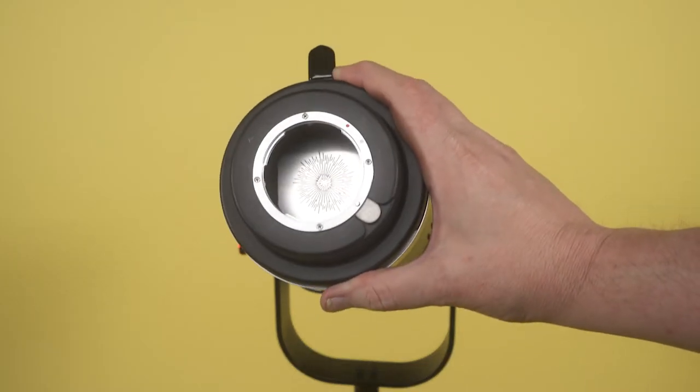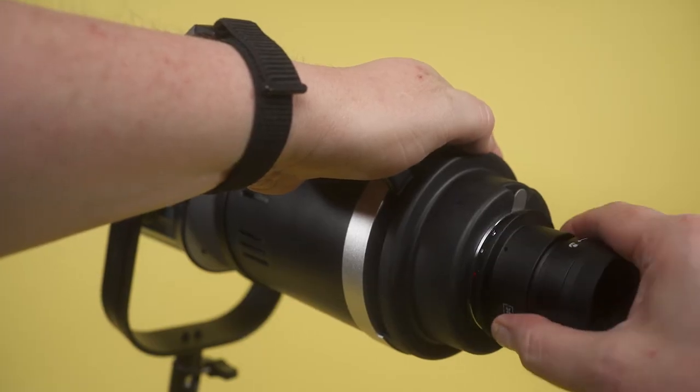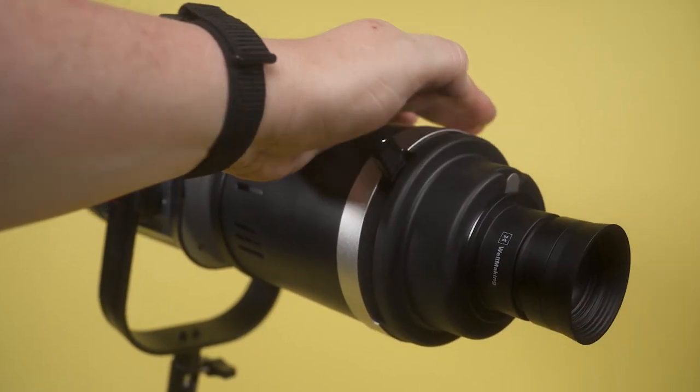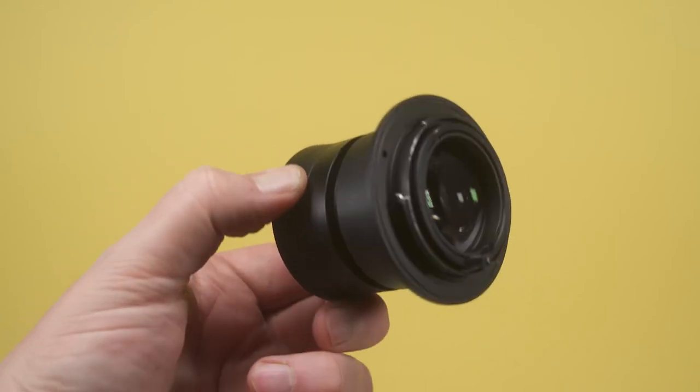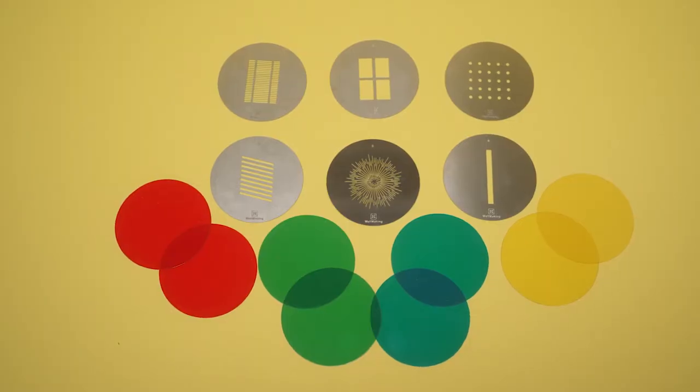This optical snoot is designed with an EF mount, so you can use your own existing EF lenses or WELLMAKING's own L60 lens. Adjust the focus of the lens to make your projection sharp or to soften the edges. Included are 6 different optical gobos as well as 4 colored gels.